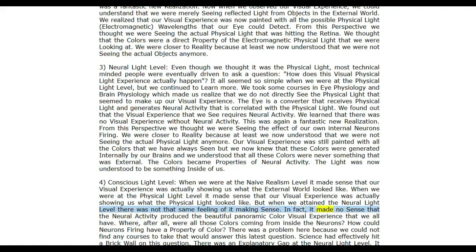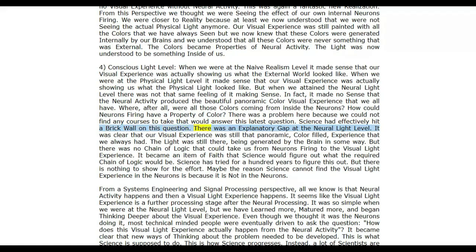In fact, it made no sense that the neural activity produced the beautiful panoramic color visual experience that we all have. Where, after all, were all those colors coming from inside the neurons? How could neurons firing have a property of color? There was a problem here because we could not find any courses to take that would answer this latest question. Science had effectively hit a brick wall on this question. There was an explanatory gap at the neural light level.